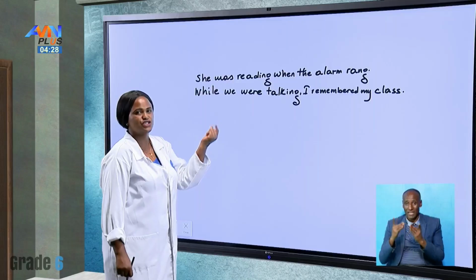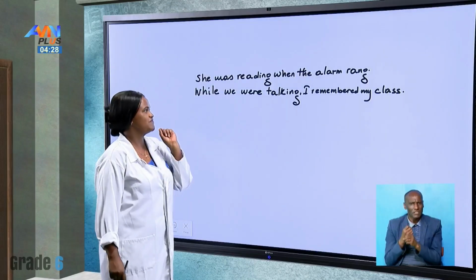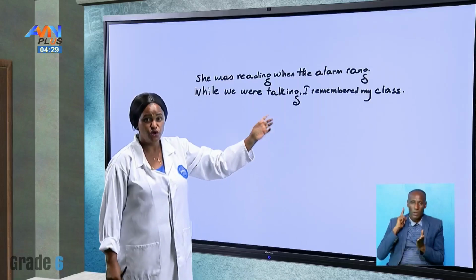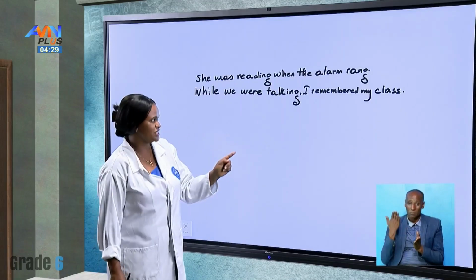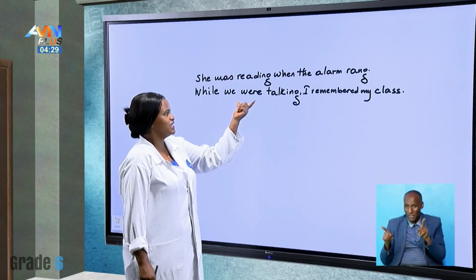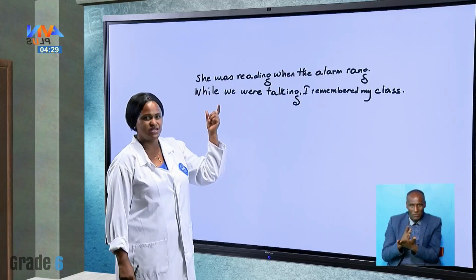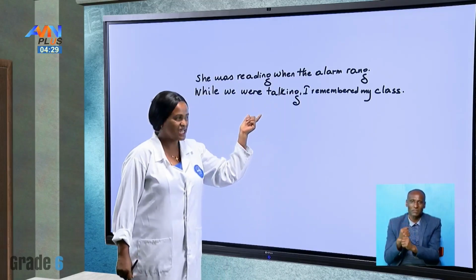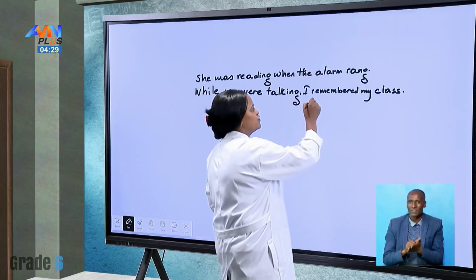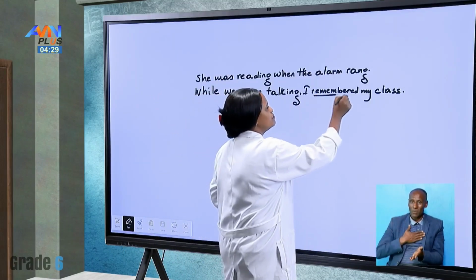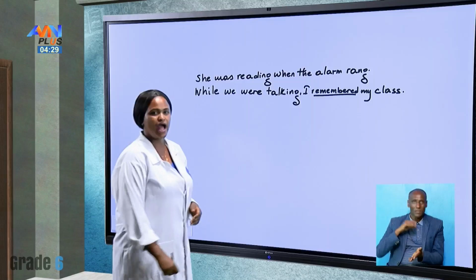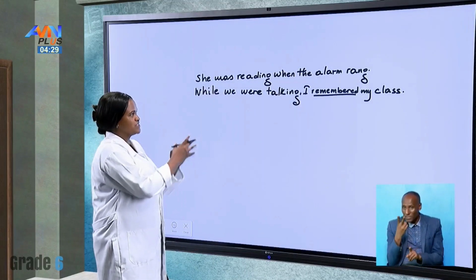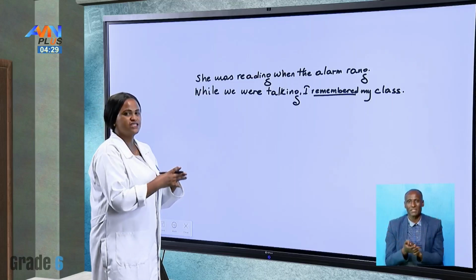Now, how many actions do we have here? Two actions. The first one, while we were talking, that is a long action, which is what? Past continuous. But in the middle of this, something happened. Something interrupted the activity. And what is that? Yes, I remembered my class. When you see such kind of sentences, what different thing have you noticed?